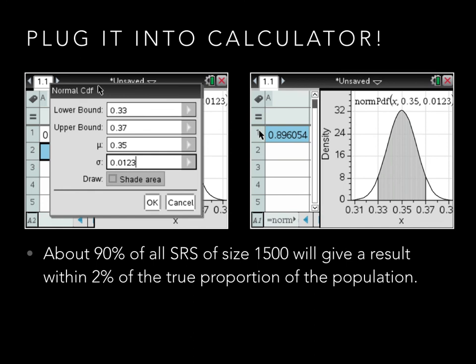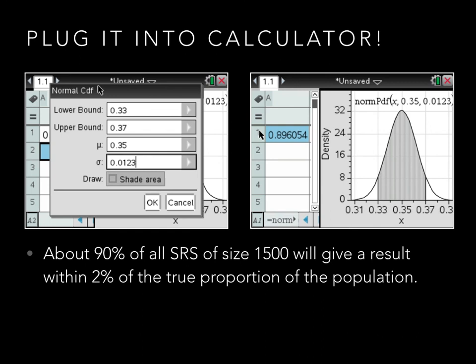So I'm just going to plug this all into our calculator. Remember, you would use normalcdf. Lower bound is going to be 0.33. Upper bound is going to be 0.37. The mean is 0.35, and the standard deviation is 0.0123. You hit enter, and you get this nice little chart right here.